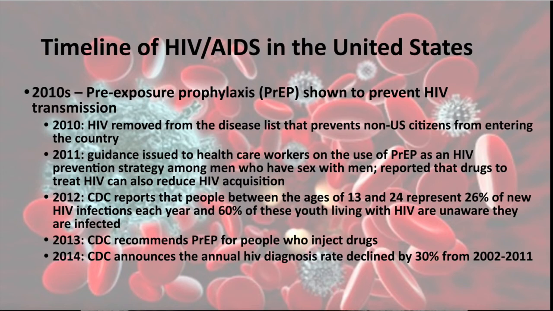In 2012, the CDC reports that people between the ages of 13 and 24 represent over a quarter of new HIV infections each year. So really starting to educate people younger would help to reduce that number. And it also showed that 60% of the youth living with HIV are unaware that they are infected. In 2013, the CDC recommends PrEP drugs for people who use IV drugs. In 2014, the CDC announced that the annual HIV diagnosis rate declined by 30% from 2002 to 2011, which is great.